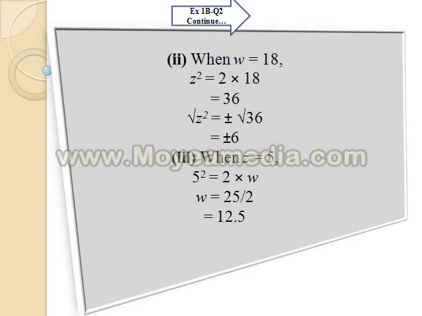Third one, when z is 5, so I replace this now with z is 5. So 5 power 2, that is z square, equals 2 into w, and w is multiplied by 2, so on the other side we will divide 25, because 5 power 2 is 25. So w is equal to 12.5.